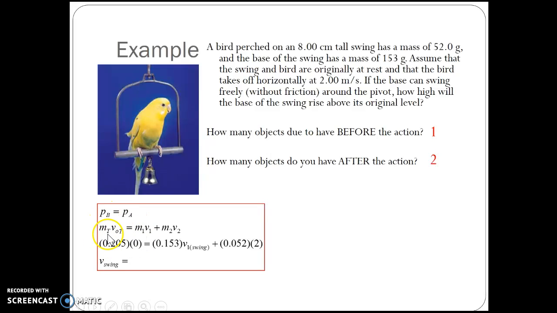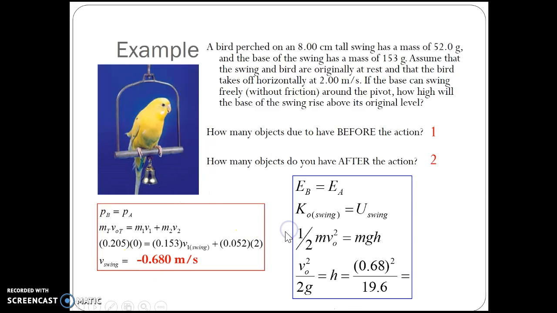The initial momentum is actually 0, right? Here's my total mass, but it started off at rest. So the initial momentum is 0. Afterwards, I have the mass of the swing times the speed of the swing, which I don't know. And then I have the mass of the bird times the speed of the bird, which I do know. And I can solve for the speed of the swing. It's going to be negative 0.68 meters per second. That negative sign comes because he pushed the swing to the left.